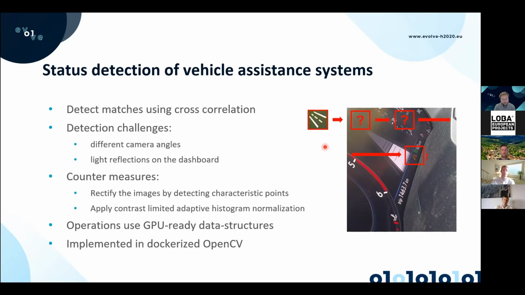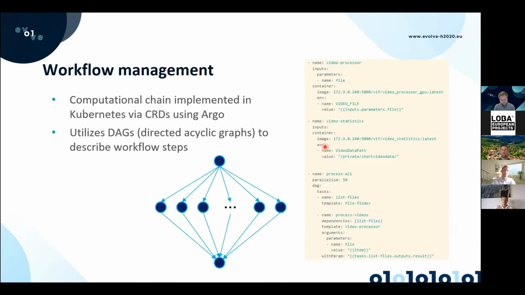All those operations we do on the images, we implemented in OpenCV using the GPU-ready interface. So we can run our code on CPU and also on GPU, which is quite important if you want to speed it up on the Evolve platform or somewhere else. And everything, of course, was then encapsulated in a Docker container so that we could transfer our program to the cloud platform of Evolve. So that's the image mode. That was the image detection in one frame.